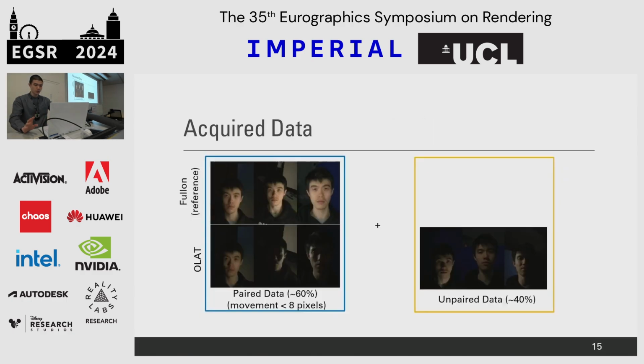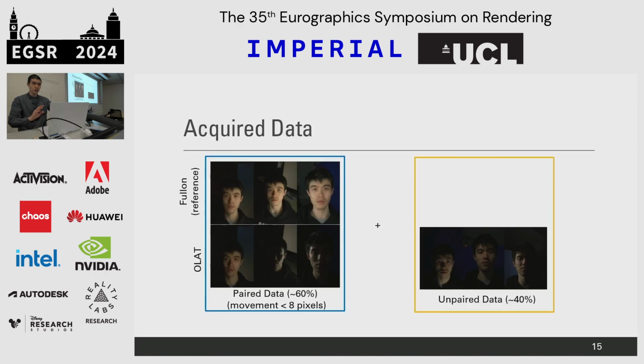So with this strategy, we can acquire two sets of data. The first set is paired data, where each OLED has a corresponding full-on image. And with our method, the misalignments between these two images would be, say, within 8 pixels. We also get a set of unpaired data where the subject moved during the capture. So we still get OLED images, but we don't have any full-on images that correspond to these.